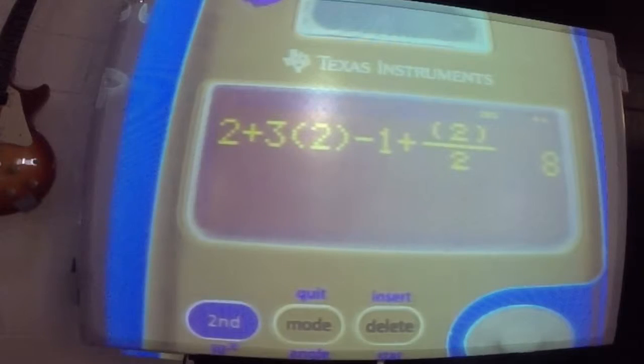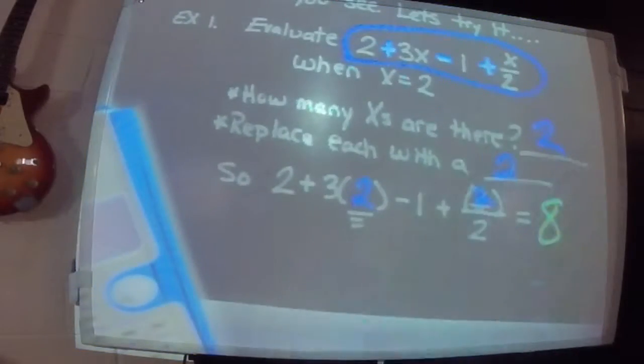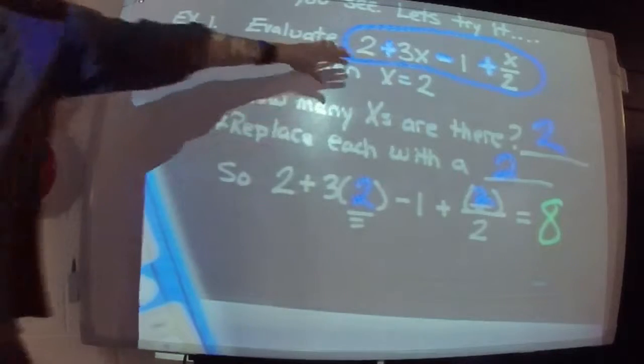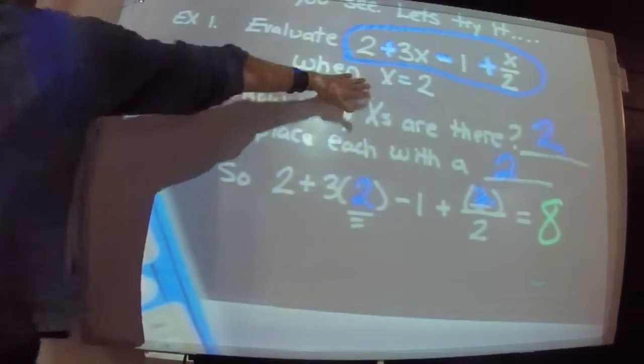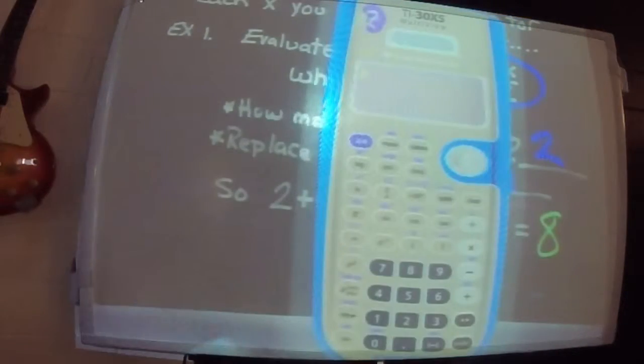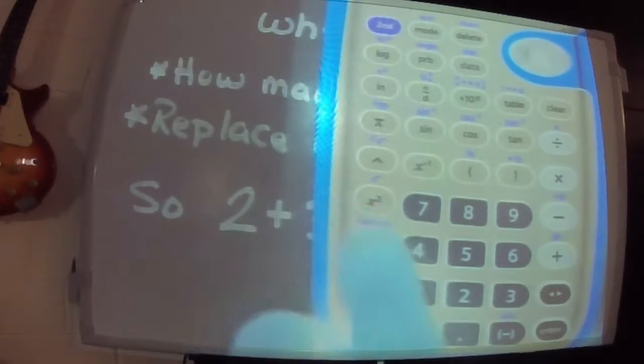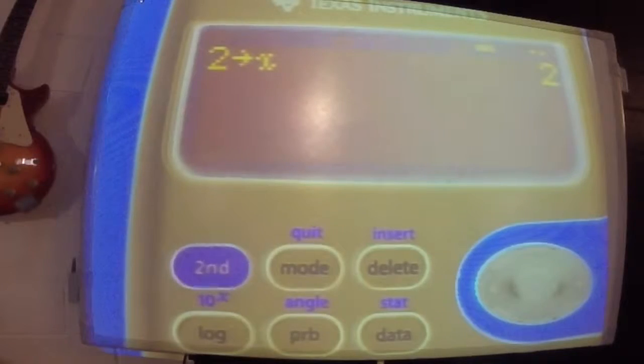So we get 8. Now let's stay on this page 1 second. Let's say that we want to use the store button instead, because we have an x on our store button. So what am I going to store for x? 2. So if I want to evaluate this when x is 2, I'll come to my calculator and do 2. I'll hit the store button, hit the x button. 2 stores x. Like that.